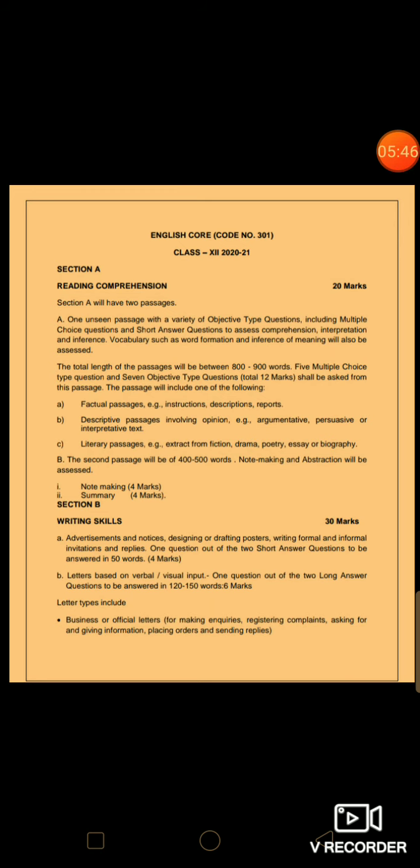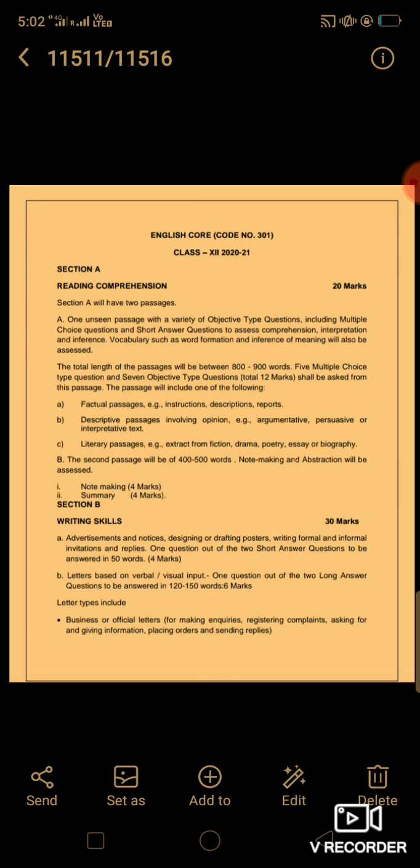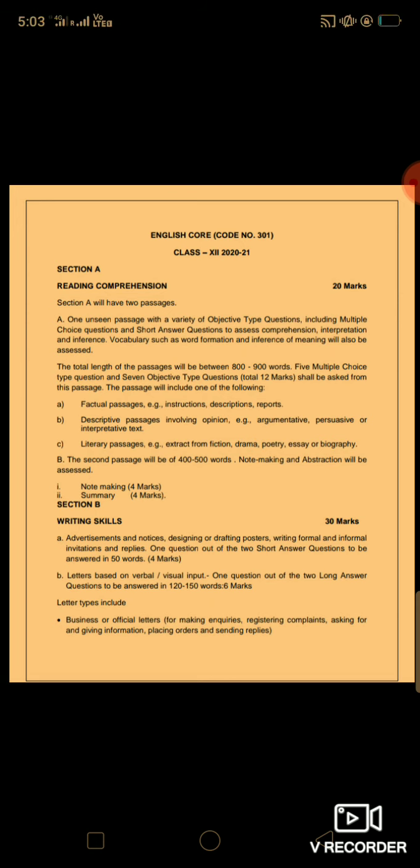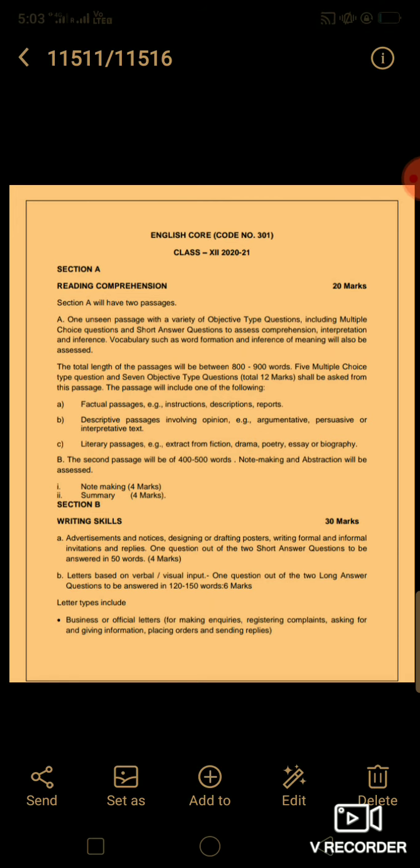Well, literary passages talk about fiction written by writers, or dramas, or poetry written by poets, essays, or biographies. Well, this is question number one, that will be of 12 marks. Next will be question number 2. The second passage will be of 400 to 500 words, means there will be 40 or 50 lines. And this is the question of note making and summarizing.